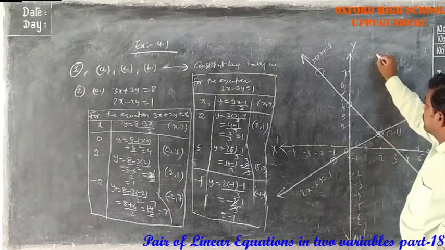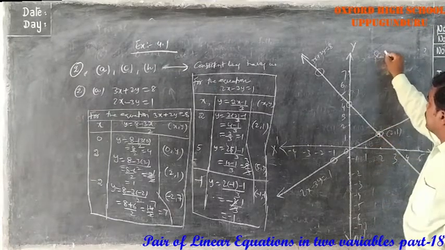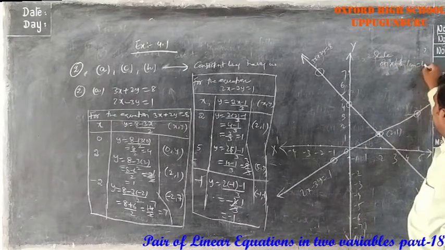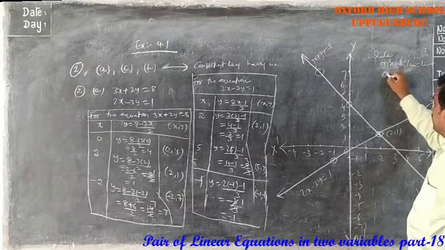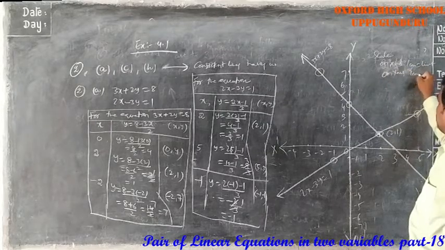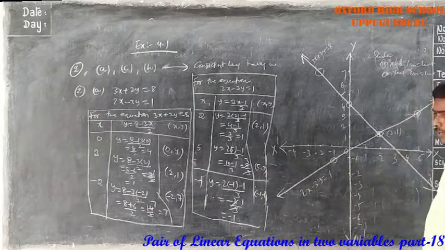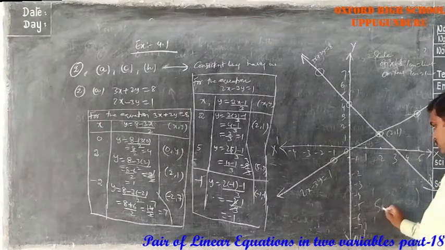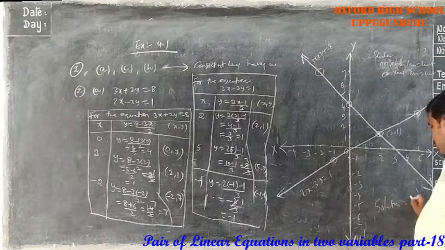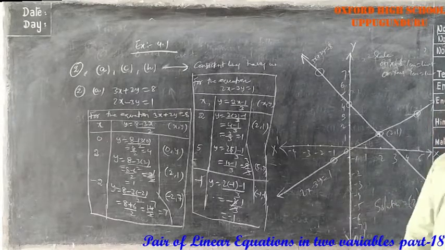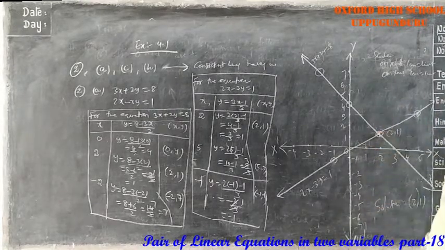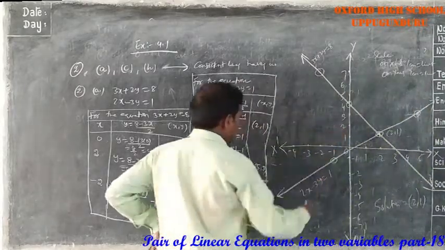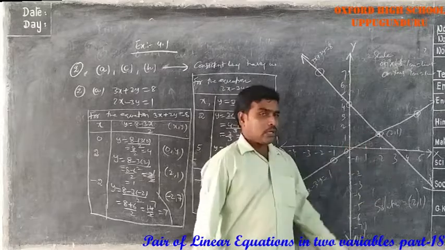So we have to write the scale on the x-axis: we are taking 1 centimeter equal to 1 unit. Similarly on the y-axis, 1 centimeter equal to 1 unit. In this way you have to represent these two equations. After that you have to write the solution. What is the solution you have? 2 comma 1 is the solution. So in this way you have to represent the pair of linear equations on the graph. By using the graph, we can find the solution like this.